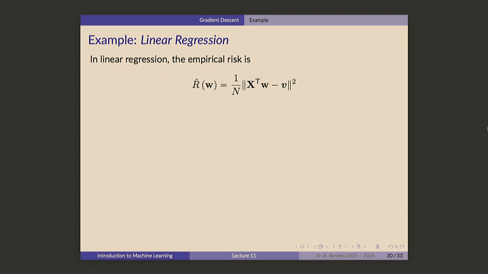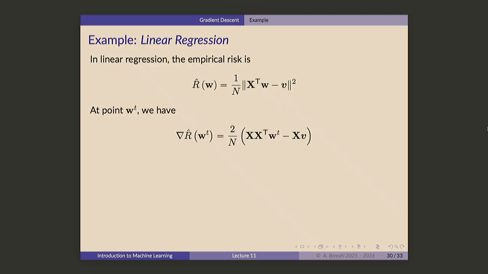I mean, you remember this guy, right? This was the risk we had when we wanted to train the linear regression model, right? And you might be interested to see what's going to happen if, instead of computing the gradient and setting it to 0, I do gradient descent, right? I mean, you can guess this is going to be the same result, right? But you can write it down. How does it look?